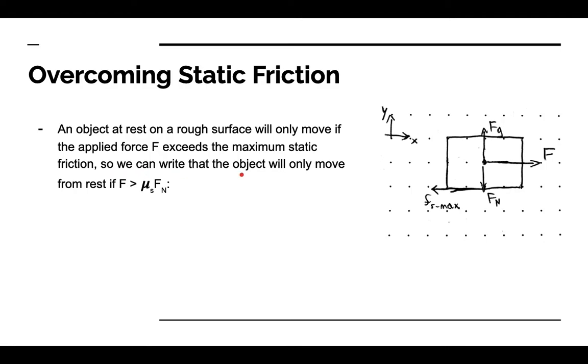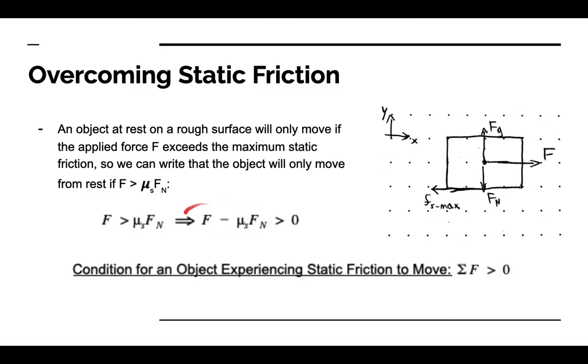friction. So we can write that the object will only move from rest if F is greater than the coefficient of static friction times the normal force. Again, that being our maximum static friction. Now, if we realize in this case that these two forces in the horizontal direction, the maximum static friction and the applied force F, make up all of our forces in the x direction, we can subtract the coefficient of static friction times the normal force from both sides in order to get F minus the coefficient of static friction times the normal force is greater than 0.